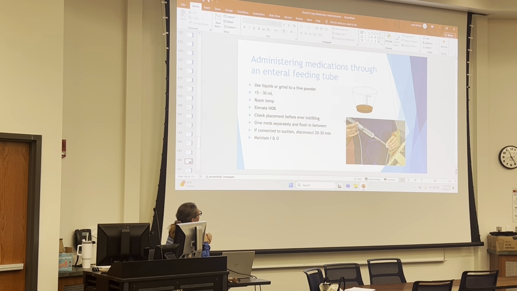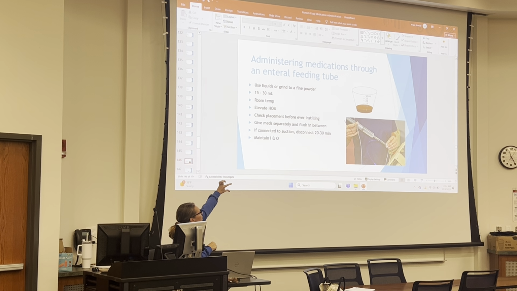If we do have to mix up a pill, we grind it up, and there are pill crushers that we'll see once we get into our hospitals. We'll put it in a med cup, and we'll add 15 to 30 mLs of water. I usually like it a little bit on the warm side, not hot, because it's going to help you break up your pill and dissolve it.